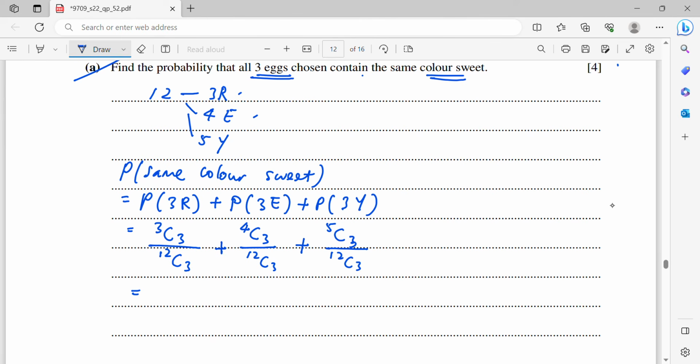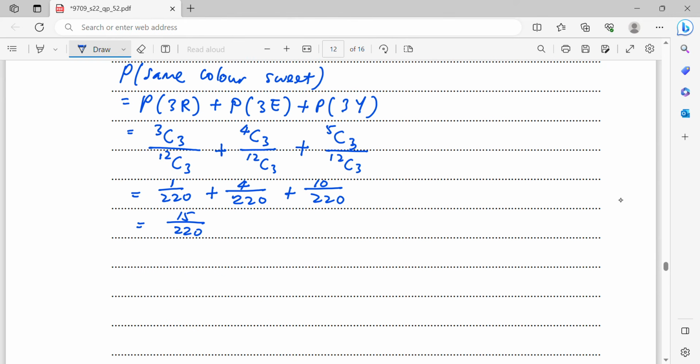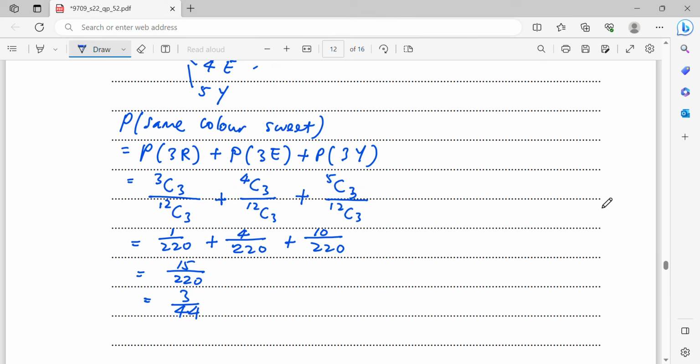3C3 over 12C3 is 1 over 220. 4C3 over 12C3 is 4 over 220. Then 5C3 over 12C3 is 10 over 220. So from here, you will get 15 over 220. And you can simplify this to be 3 over 34. Okay, that's the probability of getting same color sweets.